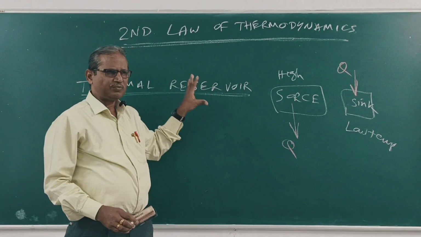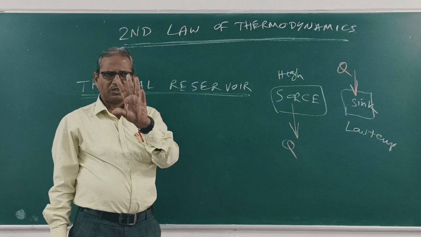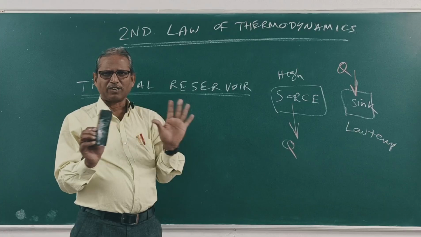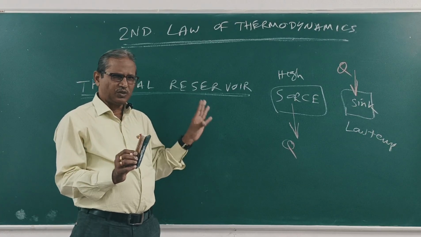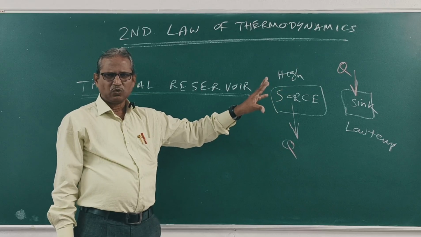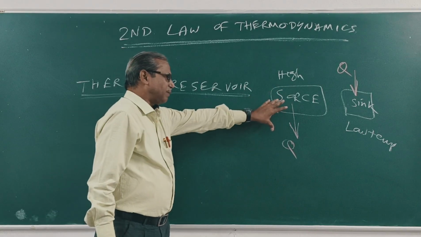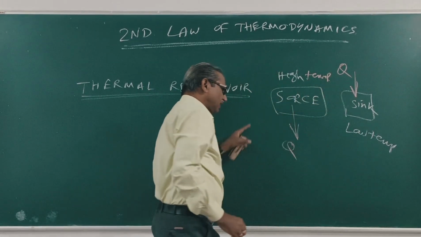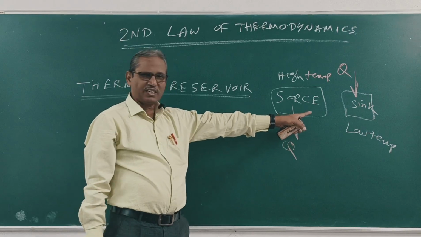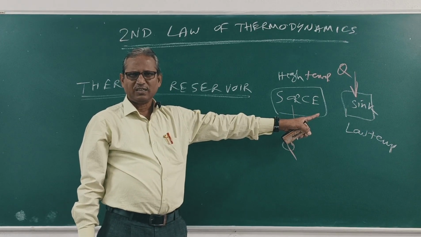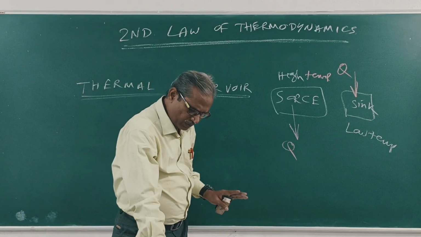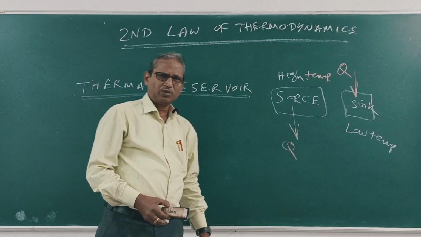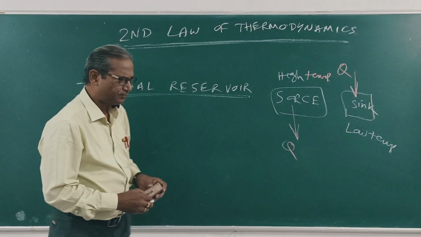So a thermal reservoir means it has a high heat capacity. When you transfer some heat to the reservoir or from the reservoir, this will not affect the thermal reservoir. So this includes the source and the sink. What is a source? A source is a high temperature reservoir which can supply heat. But a sink is a low temperature reservoir which can take heat. Clear? Then I will discuss what is a heat engine, heat pump, and refrigerator. First, write the definition of thermal reservoir, source and sink.